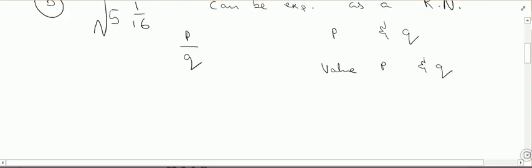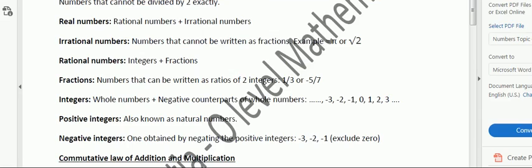Now first of all, let us discuss what are rational numbers. Let's move to our notes. The notes say that rational numbers are integers and fractions. By fractions, what do we mean? Fractions are numbers that can be written as ratios of two integers, 1 over 3, minus 5 over 7. So we are very clear what a fraction is. What are integers? Integers are whole numbers, 1, 2, 3, 4, 5, 6, plus negative counterparts of whole numbers, negative 3, negative 2, negative 1. These are all called integers.